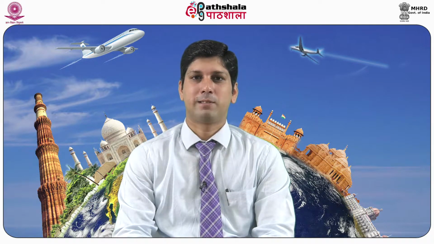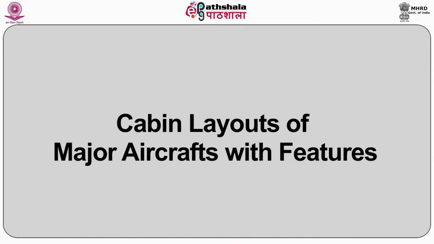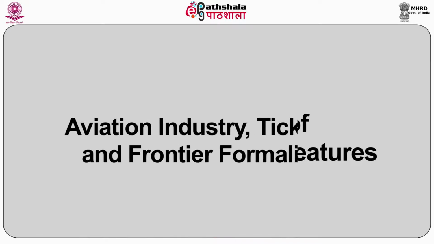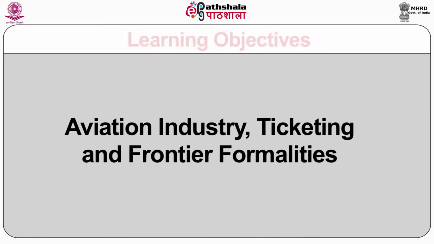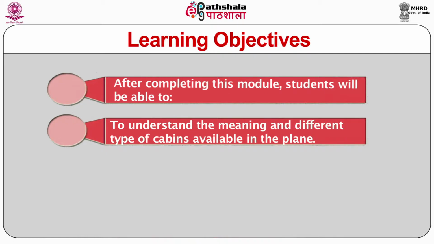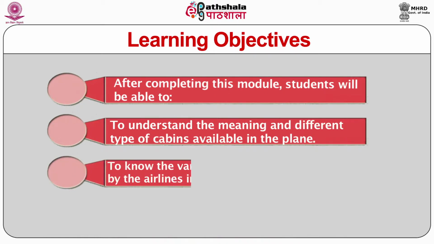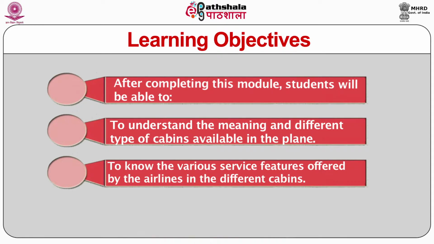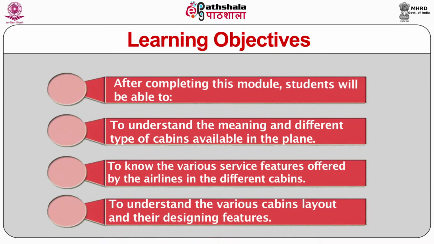Today, we are going to discuss the module Cabin Layouts of Major Aircrafts with Features under the paper Aviation Industry, Ticketing and Frontier Formalities. After completing this module, the students will be able to understand the meaning and different types of cabins available in the airplanes. They will also come to know about the various service features offered by the airlines in the different cabins. They will also understand the various cabin layouts and their designing features.